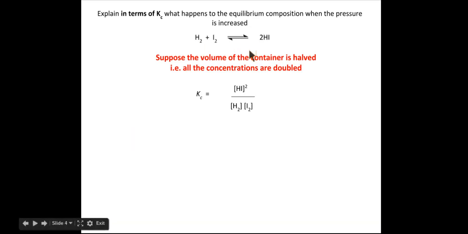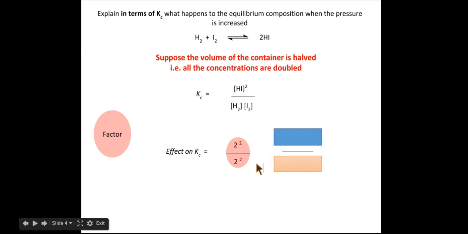The last one: in terms of Kc, what happens to the equilibrium composition when the pressure of this is increased? So we've got H2 and I2 in equilibrium with 2HI. So again, half the size of the container, which is double the concentration of everything. There's the Kc expression. I'm sure you can appreciate what's going to happen. Or you could think about it in terms of AS first. So what's going to be the effect on Kc? The factor is this doubling squared on the top, and that's going to be double times double, so double squared again. So in other words, there's going to be no difference on the Kc expression once you include the factor.